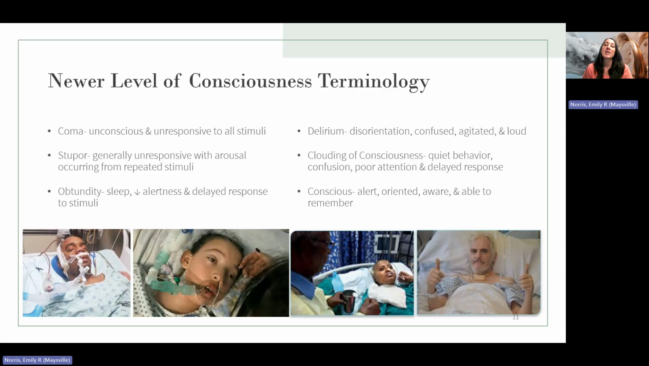With delirium, there's a disorientation, some confusion. They may be agitated. They may get loud when they are awake. So there's more awake time during this, but it's very disoriented.